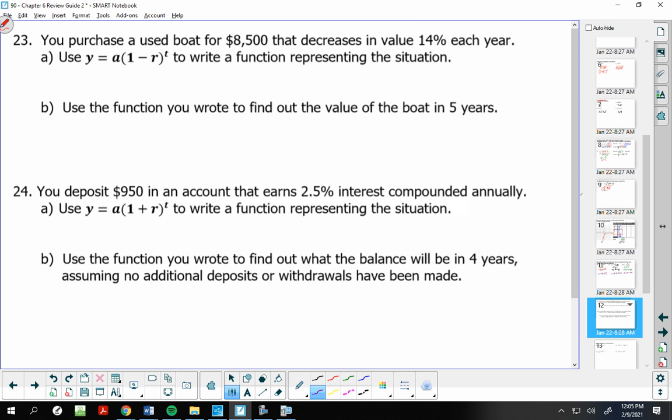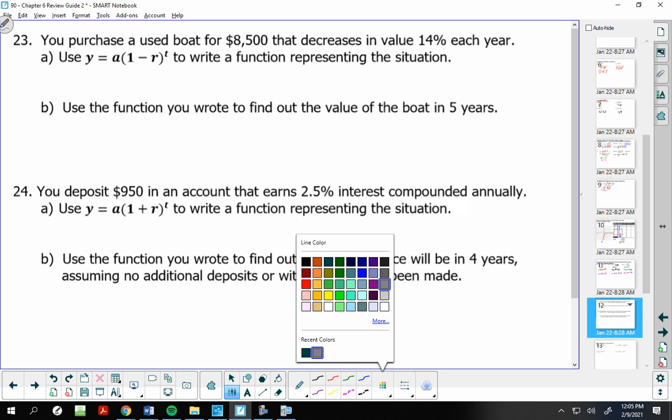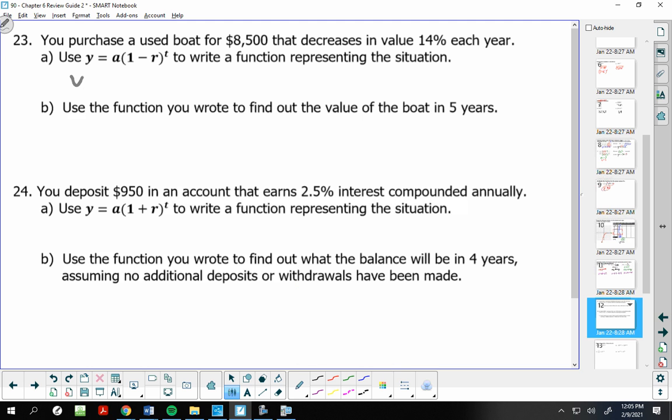All right, I will give you the equation on the test, just like I gave you the equation here. You purchased a used boat for $8,500, so that's our initial amount A. It decreases, which is why we're subtracting R, because it's going to decay, it's going to go down. 14%, we're going to move the decimal to the left 2 places, and that's going to be 0.14 raised to the T power. I like to put a 0 there so that you can see it's a decimal, otherwise you might miss the decimal. 0.14, thank you.